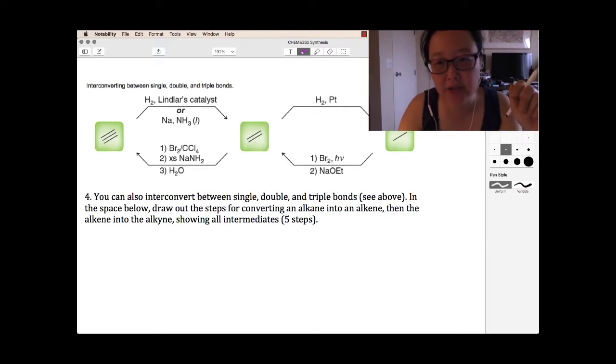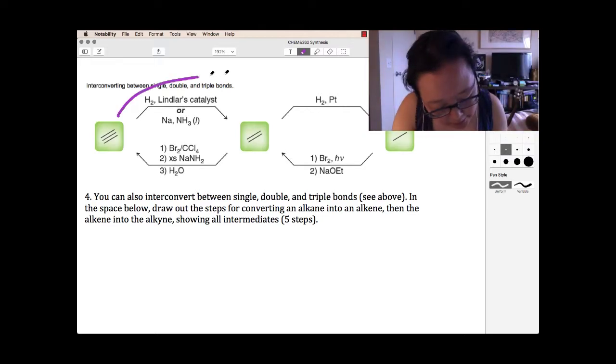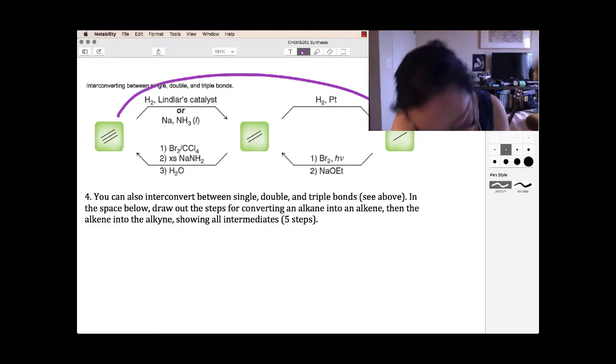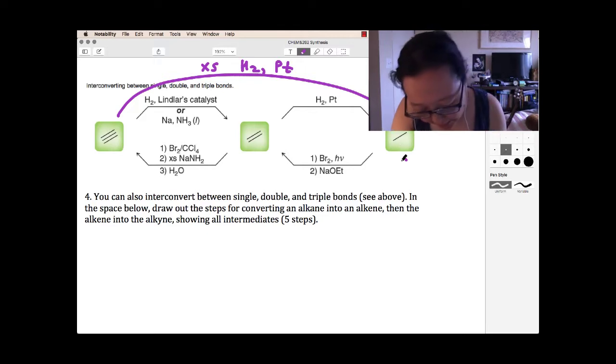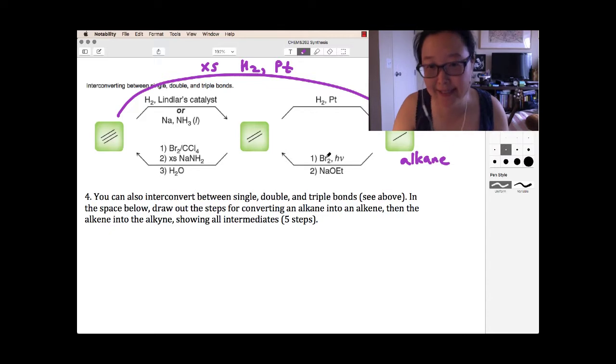And then you could hydrogenate it further if you just use H2, Pt. We also know you can go directly here if you just use excess H2 over Pt or Pd, palladium or platinum. All right, and then how do we go the opposite way? So anytime you have an alkane, the only thing you can do with it is to radically halogenate it. So Br2 and hν, or Br2 and heat.